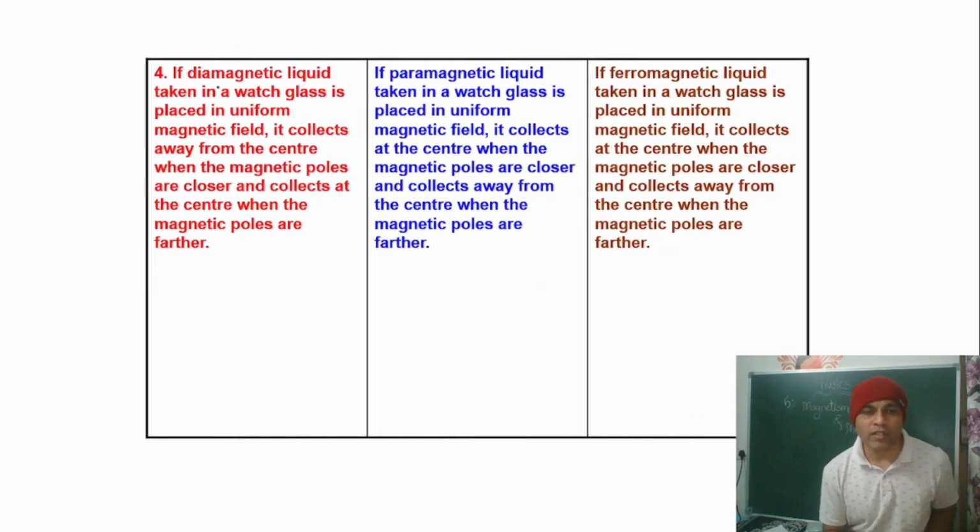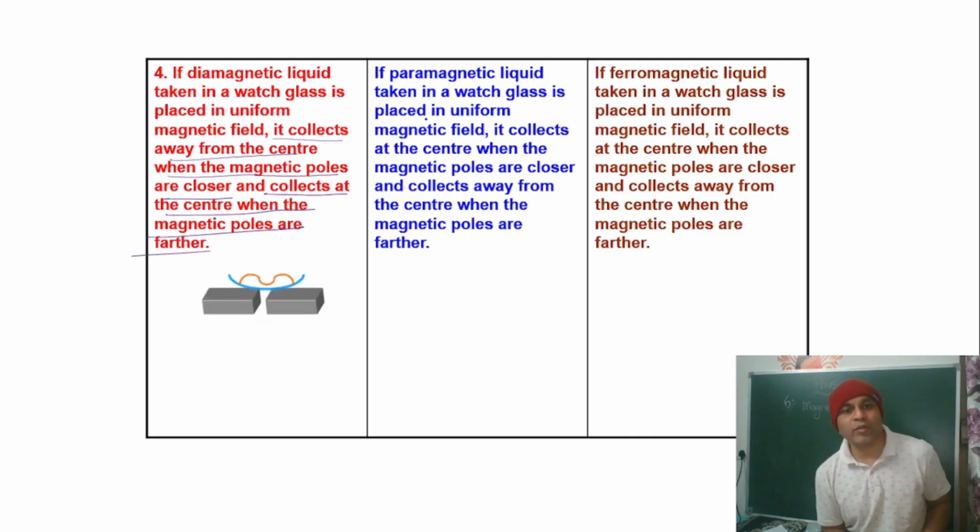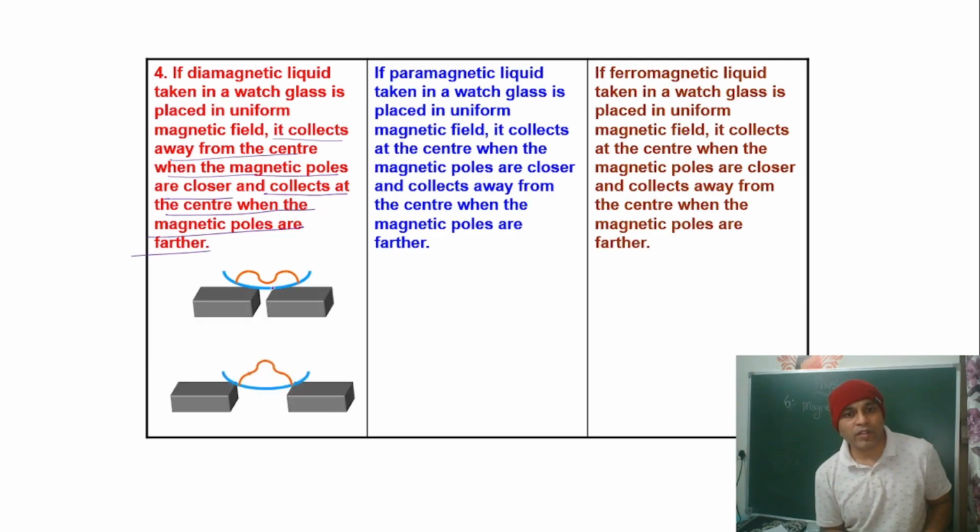So now, lastly, the fourth point: if a diamagnetic liquid taken in a watch glass is placed in a uniform magnetic field, it collects away from the center when the magnetic poles are closer and collects at the center when the magnetic poles are further apart. How can you observe this phenomenon here? You can see in the center, the water tries to be away when the poles are close.